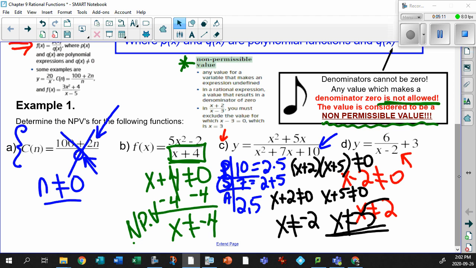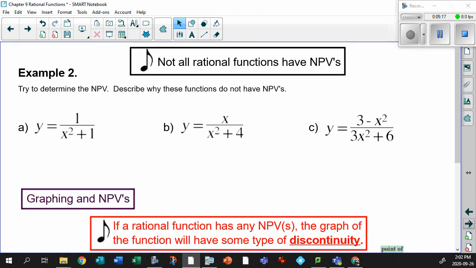You have to stand by and take a look at the next podcasts. But for right now, does this mean that everybody has non-permissible values? No. There are some rational functions that do not have NPVs, as said by this little note. Let me show you why, right?